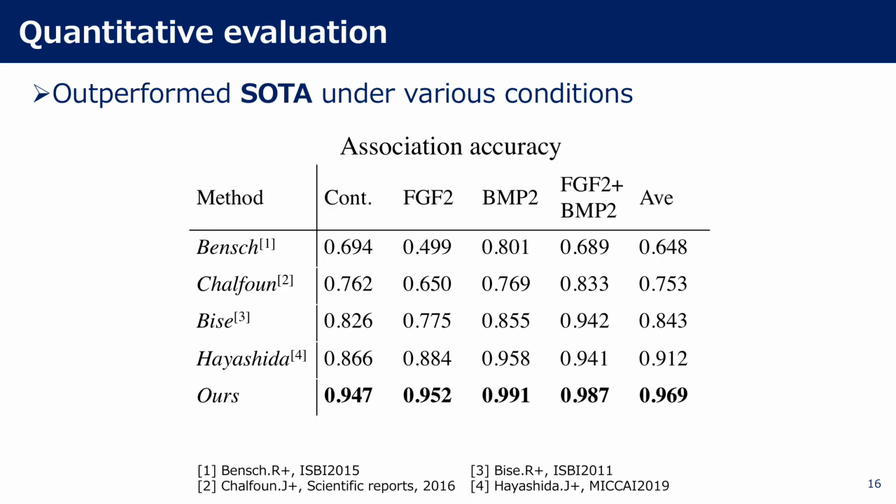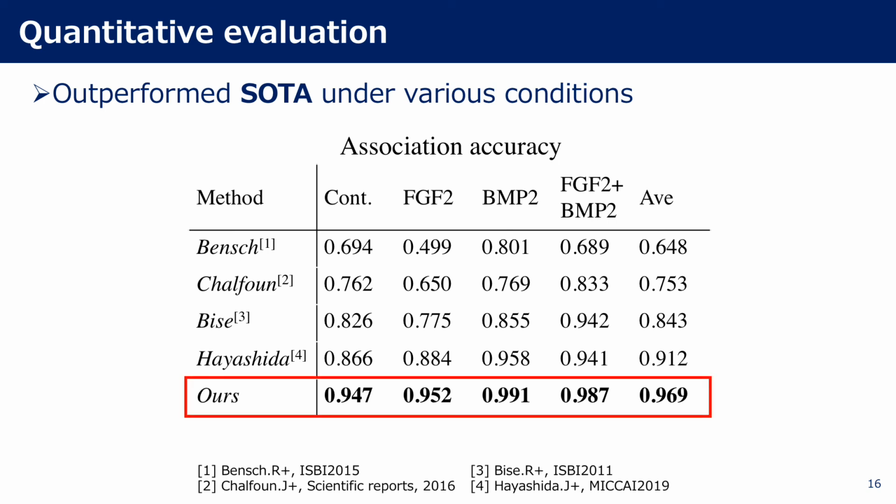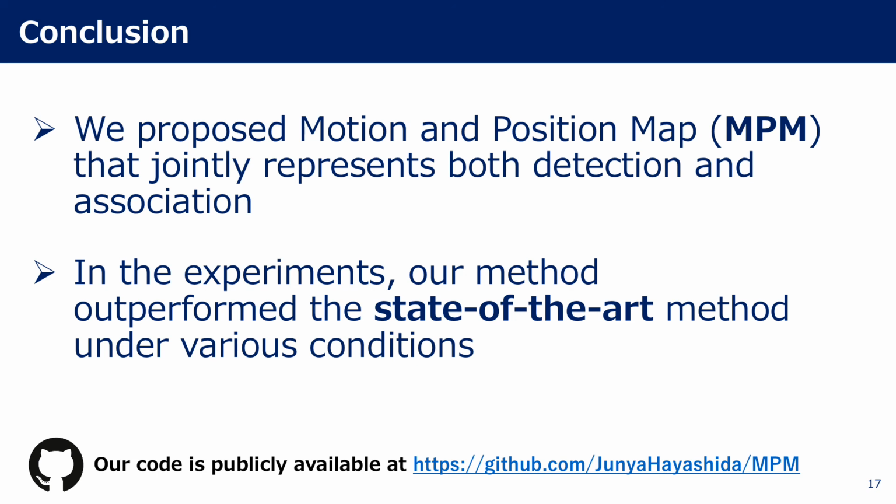This table compares the association accuracy. As a result of quantitative evaluation, our method achieves state-of-the-art performance under various conditions. In summary, we propose the Motion and Position Map, MPM, that jointly represents both detection and association. And in the experiments, our method outperformed the state-of-the-art method under various conditions.